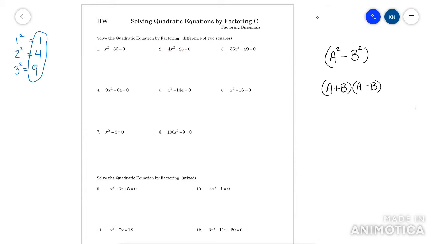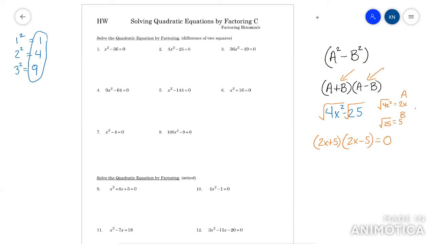Now, in order to actually factor them, let's imagine 4x squared minus 25. You have to go and get the root of these things. So the root of 4x squared is 2x. That's your A. The root of the second thing, 25, is 5. That's your B. So now that I know A and B, I just plug it into these equations. A plus B would be 2x plus 5. A minus B would be 2x minus 5.